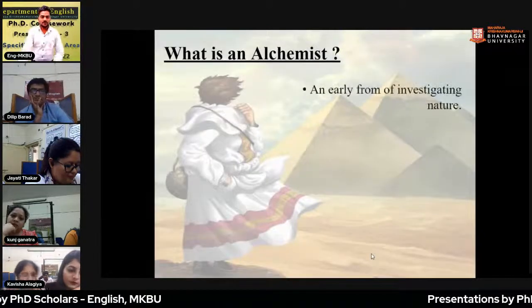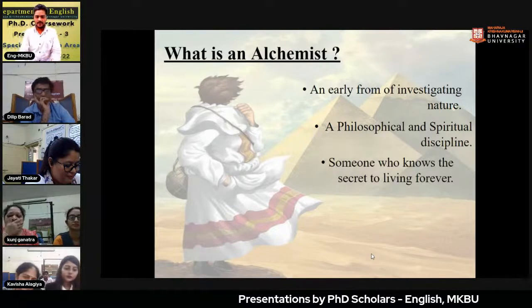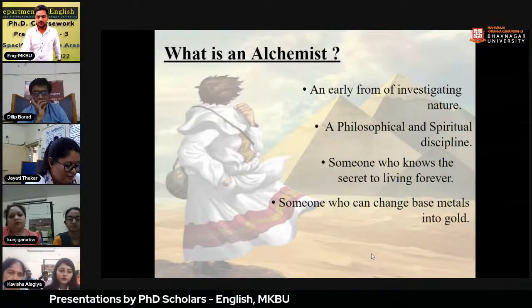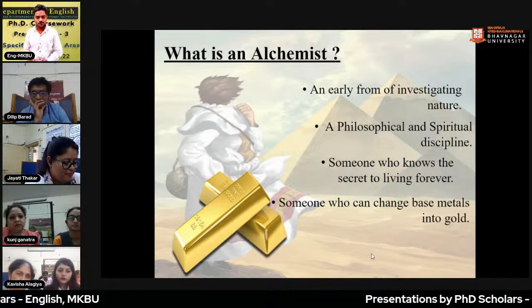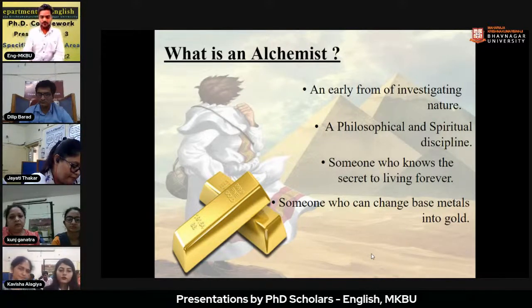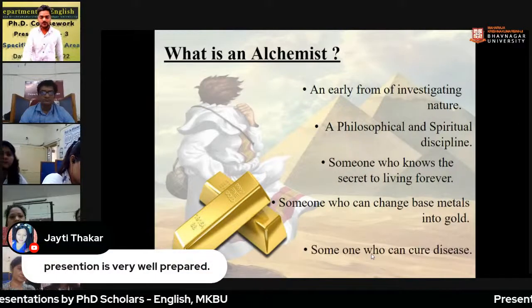So here the question is: what is an alchemist? An early form of investigation of nature, a philosophical and spiritual discipline, someone who knows the secret to living forever, someone who can turn base metal into gold, and someone who can cure disease.